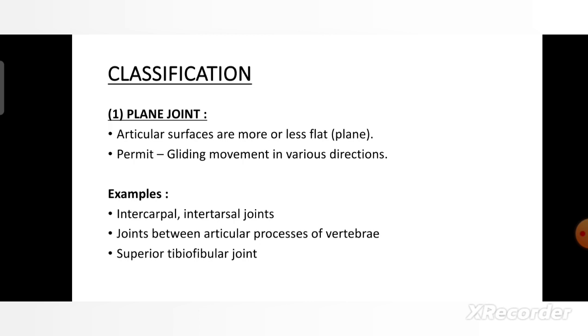So in this presentation, we will talk about the topic synovial joint. So first are the classification. First classification is plane synovial joint. In this, articular surfaces are more or less flat, that is plane, and plane synovial joints permit gliding movement in various directions. Examples are intercarpal and intertarsal joints, joints between articular processes of vertebrae, superior tibiofibular joint, intermetacarpal and intermetatarsal joints. Next is tarsometatarsal joint.